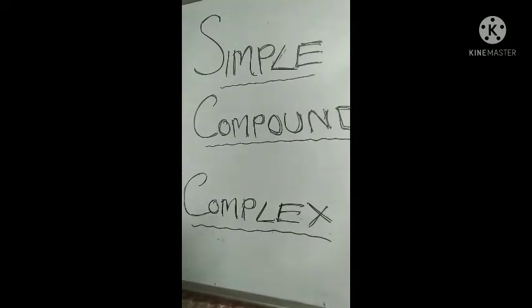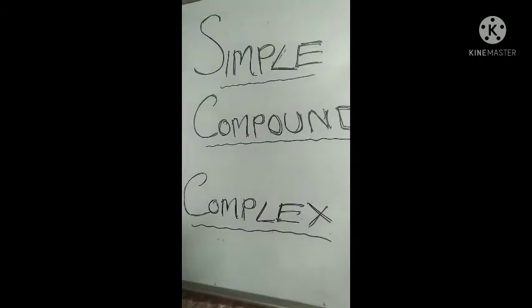A complex sentence is a sentence that has one independent clause and one or more dependent or subordinate clauses. A sentence with more than one main clause is called a compound sentence. For example, "The moon rose." Okay, a complex sentence has one independent clause and another dependent clause.